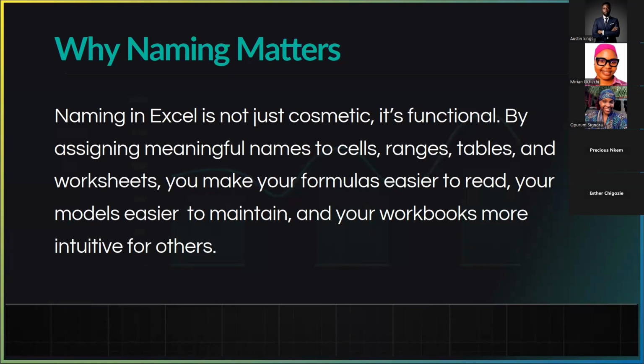The same thing too. When you are working in Excel, it is very important that you name things. You name tables, even cells can be named. You name pivot tables, you name charts. Everything should be named. Groups, ranges can be named. And when you understand naming, it's going to help you a lot. So you can see naming in Excel is not just cosmetic, it's not just for beauty's sake. It's functional. By assigning meaningful names to cells, ranges, tables, and worksheets, you make your formulas easier to read, your models easier to maintain, and your workbook more intuitive for others.